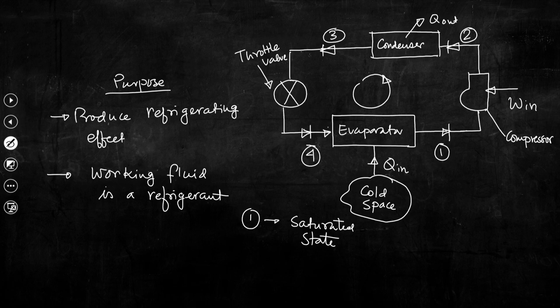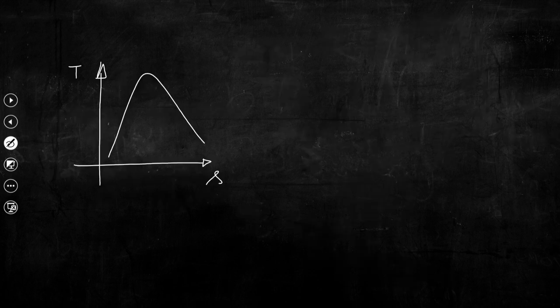What we have discussed is that this evaporator will be designed in such a way that, at this evaporator pressure, and of course when the circuit or cycle is designed, the evaporator produces saturated refrigerant vapor. So, state point 1 is a saturated state, that is, saturated vapor of the refrigerant. Right? So, let us consider point 1 is here. So, this is point 1.